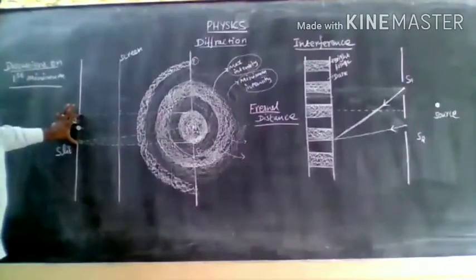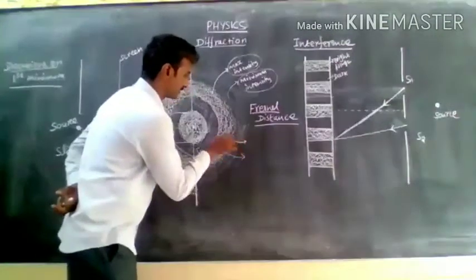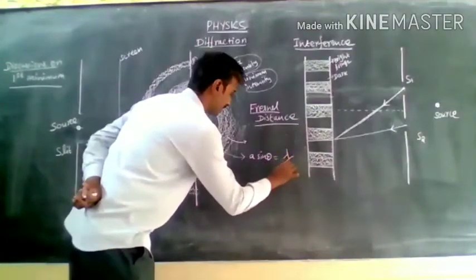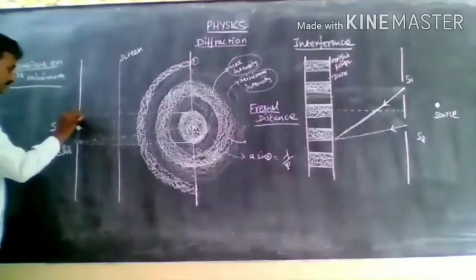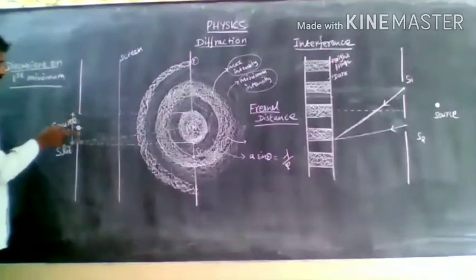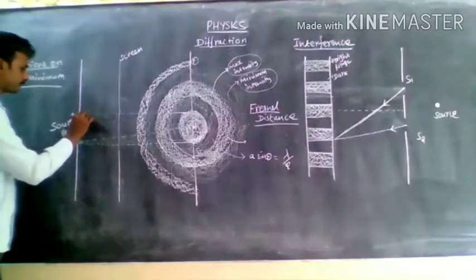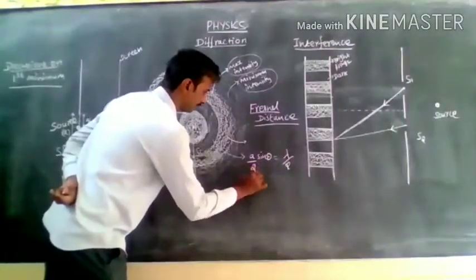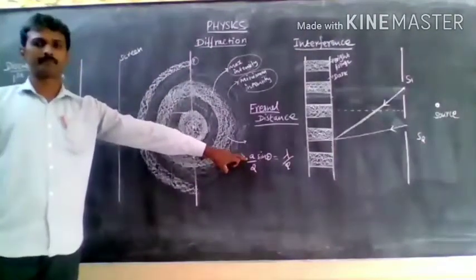You divide the slit into an even number of parts. The formula for the condition for minimum intensity is a sin theta equal to lambda by 2. Suppose you divide the slit into two equal parts, where the size of the slit is denoted by a. Then the length of each part is a by 2. Therefore, the formula changes into (a/2) sin theta equal to lambda by 2. So this is the condition for the first minimum.